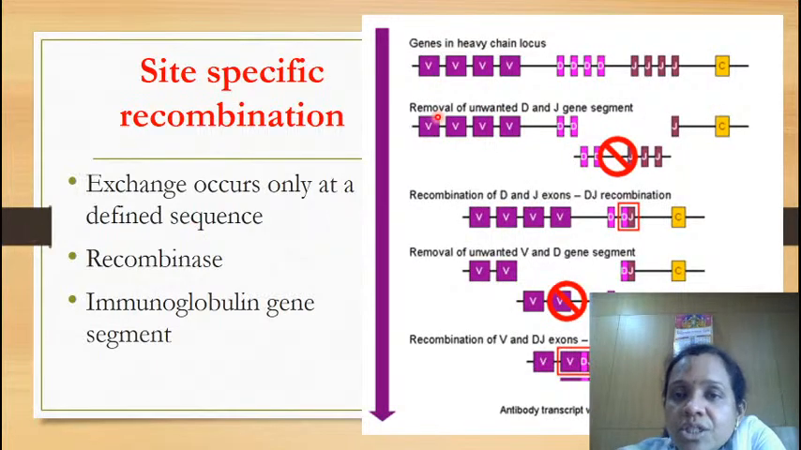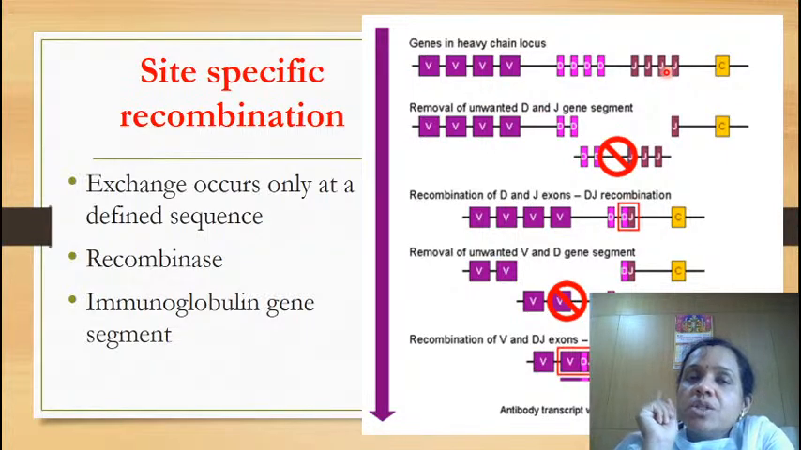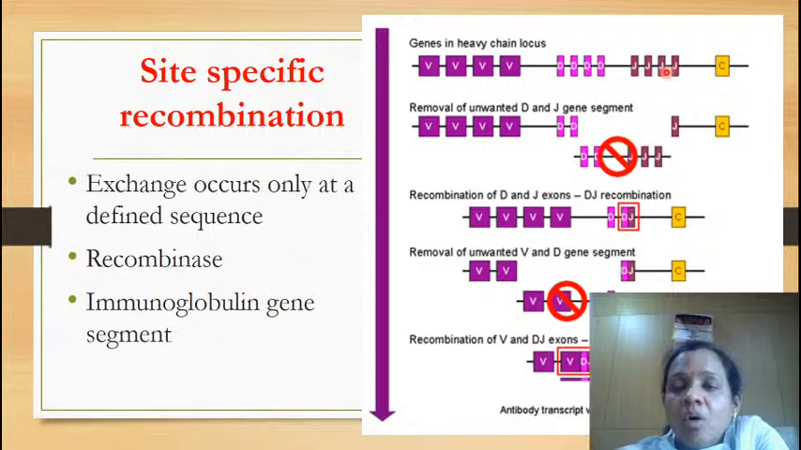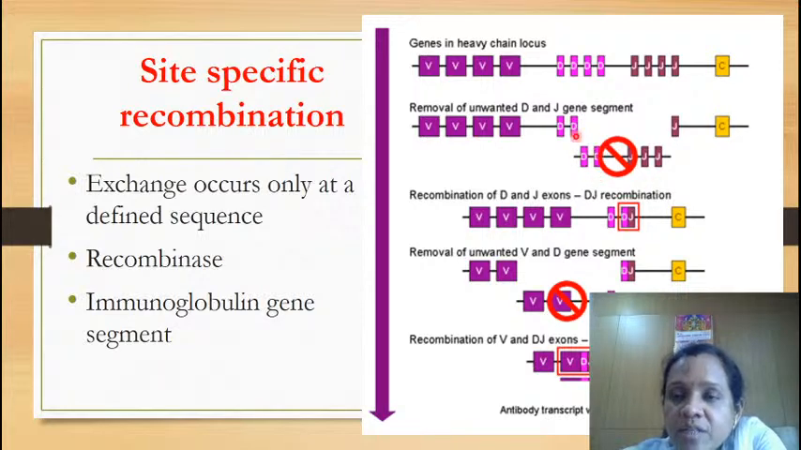Now this is a gene that codes for the heavy chain of the immunoglobulins. Immunoglobulins have 2 chains, a light chain and a heavy chain. This is the gene that is coding for the heavy chain. Now in between, some intervening genes are not required. So what will happen? They are removed. It's site specific, so at these specific sites they are removed.